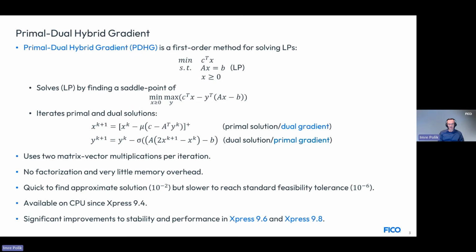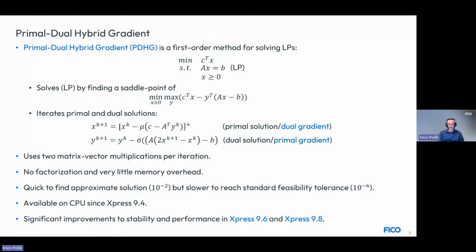On the other hand, this algorithm is only linearly convergent. It's a first-order method, which means that it can find solutions to a reduced tolerance like 10 to the minus 2, but it could be very slow to reach our standard 10 to the minus 6 feasibility tolerance, which is fairly standard across all solvers and all algorithms. So hybrid gradient is struggling with that, but it can find relaxed solutions for problems fairly quickly.